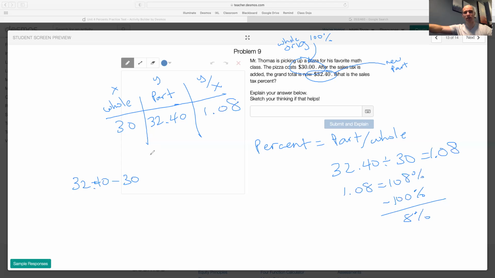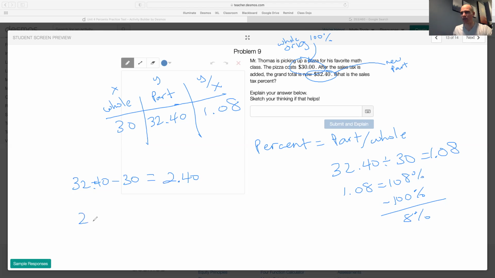In my first method that I already showed you, I wound up having to subtract 100% at the end. This method, I'm having to subtract that $30 off at the beginning. Either way, that original amount has to get subtracted either as 30 or as 100% somewhere in your solution method. So if you do it this way, you're left with $2.40. That's the actual increase, right?